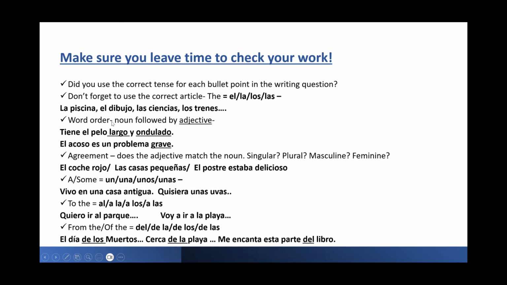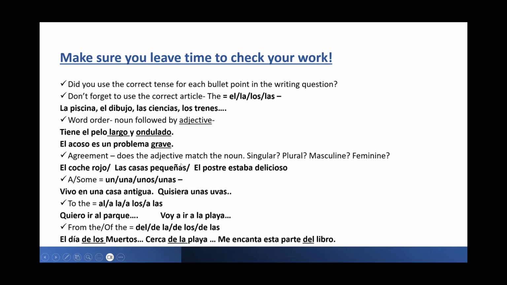So, for example, tiene el pelo largo y ondulado. In English, we say it's the other way around, the adjective followed by the noun. He or she has long, wavy hair. Then the second example is el acoso es un problema grave. So bullying is a serious problem. Es un problema grave. So agreement.